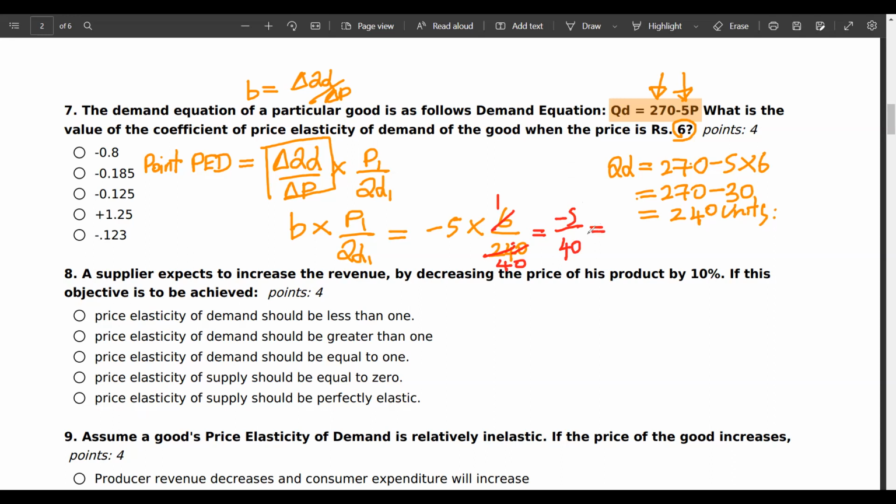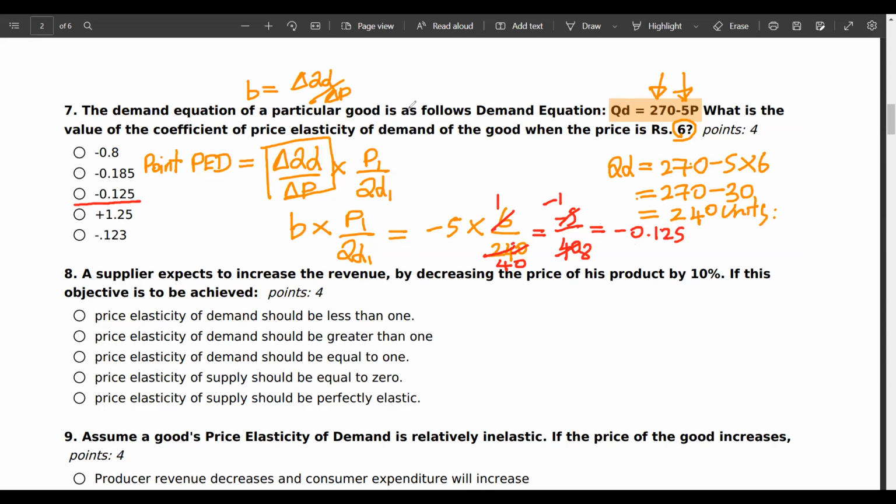So 5 divided by 40 would be minus 1 over 8. Minus 1 over 8 is minus 0.125. So the answer is the third one. For this question, the answer is the third one.